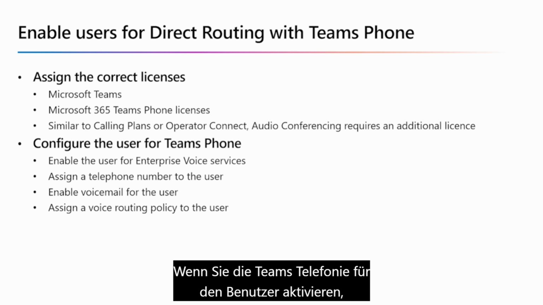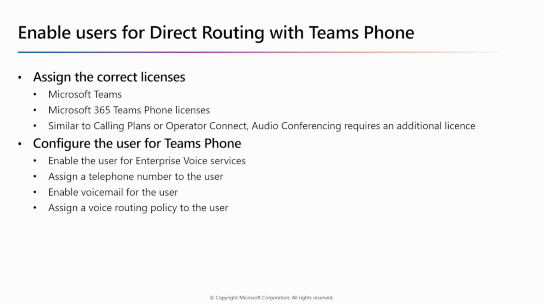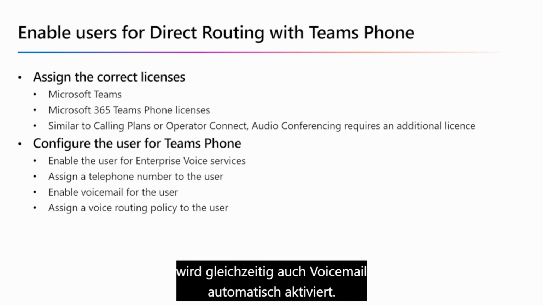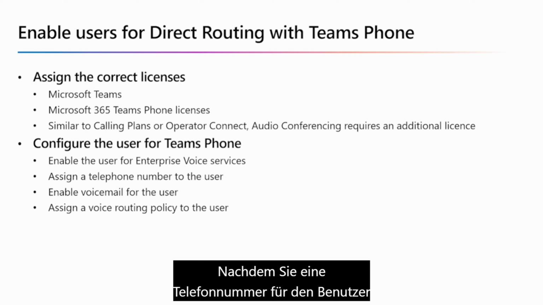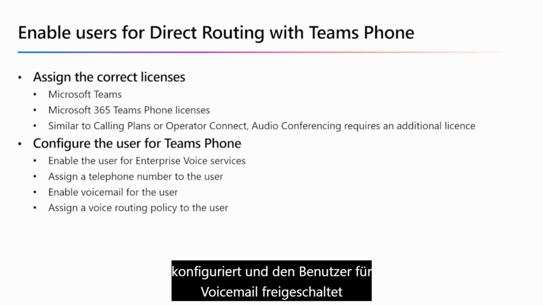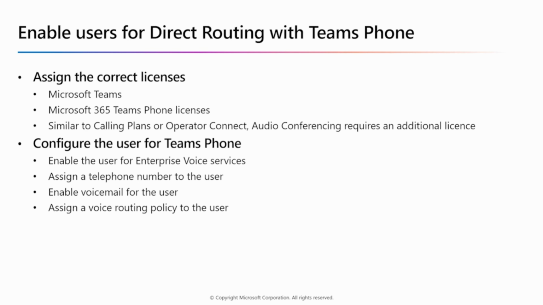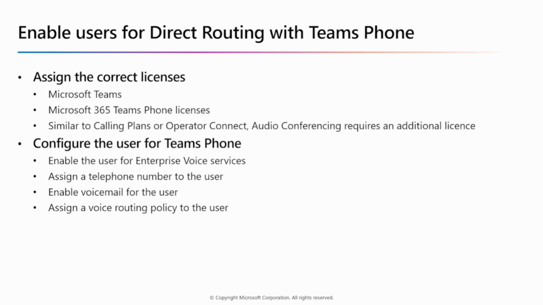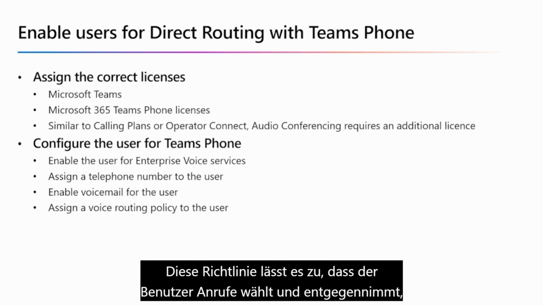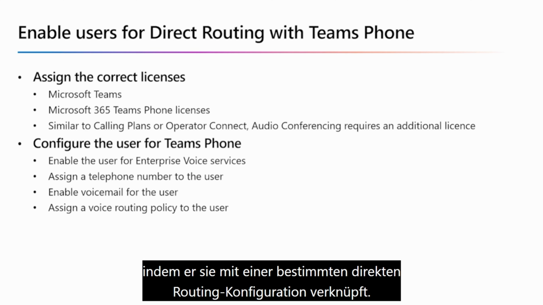As you enable Teams Phone for a user, voicemail will be automatically enabled at the same time. After configuring a phone number for the user and enabling the user for voicemail, you will then assign a voice routing policy to the user. This policy allows the user to dial out and receive calls by associating them with a specific direct routing configuration.